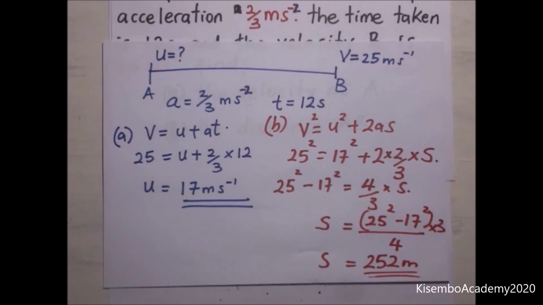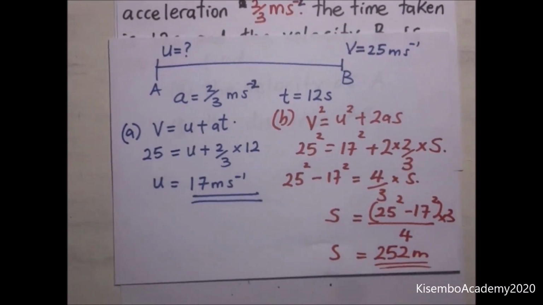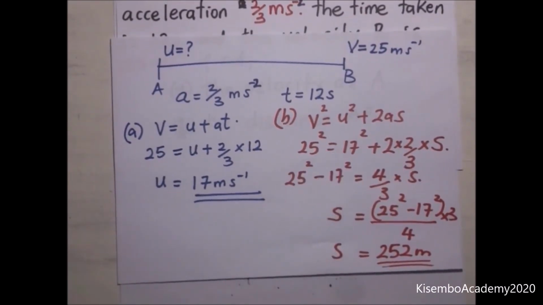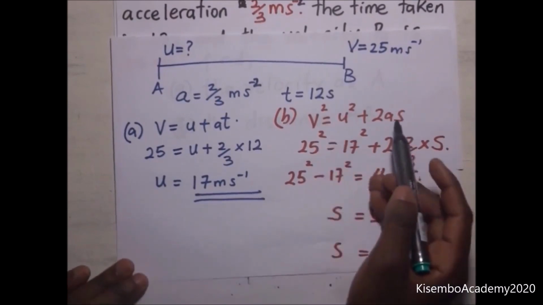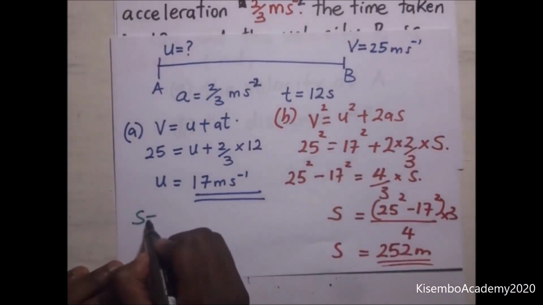Now this is when we've used this. Now remember, we have up to 5 equations of motion, so it means that you can as well use any other as long as you see it will work for you. So part B can also be done in an alternative way. We've used this equation, we can also use this equation to get the distance.